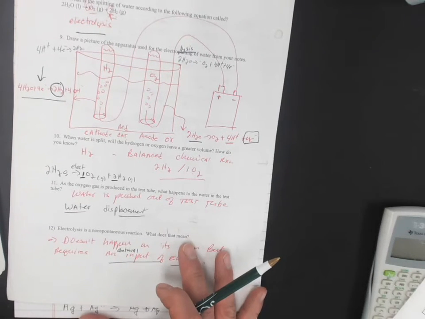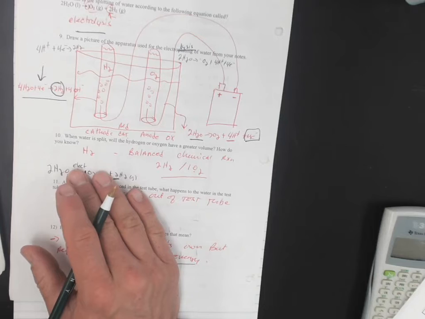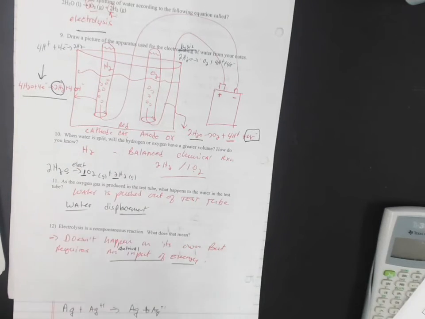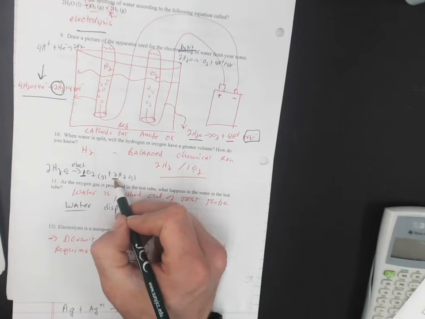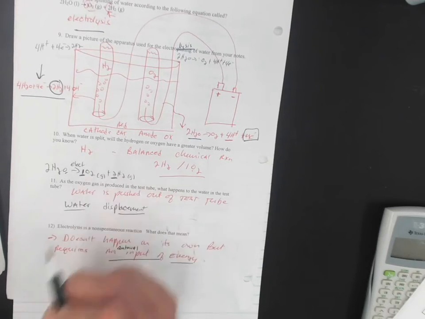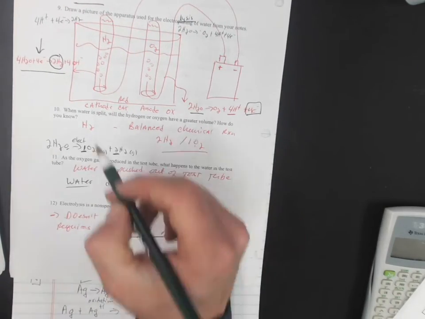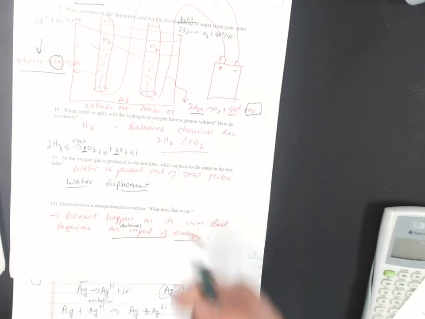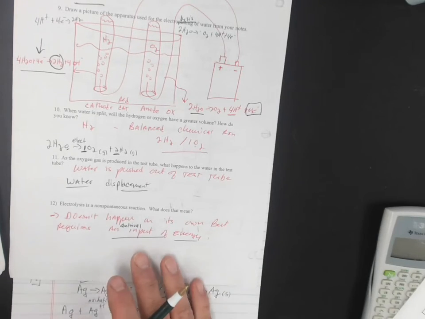Number 10. Will the hydrogen or oxygen have the greater volume when the water is split? Which one has the greater volume? Hydrogen for sure. According to our net equation, the final product yields 2 hydrogens for every 1 oxygen molecule. So we get twice as much hydrogen. Number 11, what happens to the water in these test tubes as the gases bubble up? Yeah, we force the water out. All right, so we displace the water and replace it with gas.